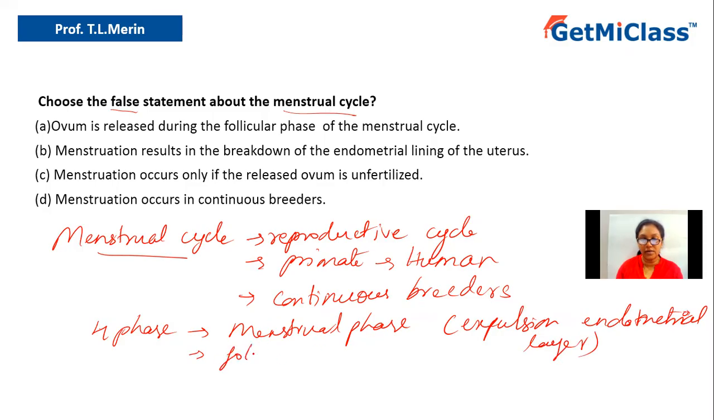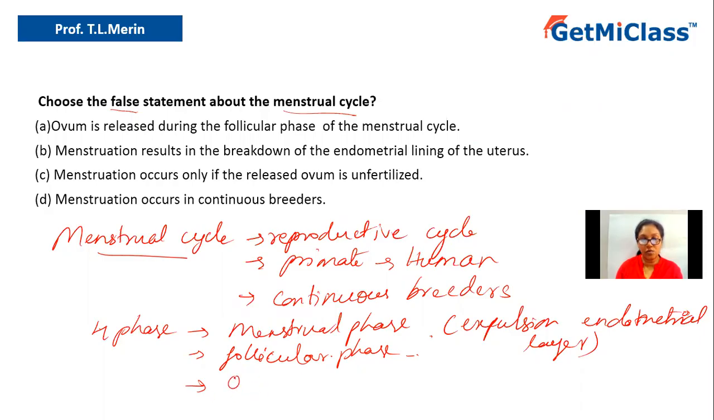The second phase is the follicular phase, where there is formation of the follicles, like we have formation of primary follicle, secondary follicle, tertiary follicle, and finally the Graafian follicle, which will bear the ovum, and there will be rupturing of the follicle, which will occur in the next phase. As I told you, during the follicular phase the follicles are formed and they mature. Until the formation of Graafian follicle, it is in the follicular phase.